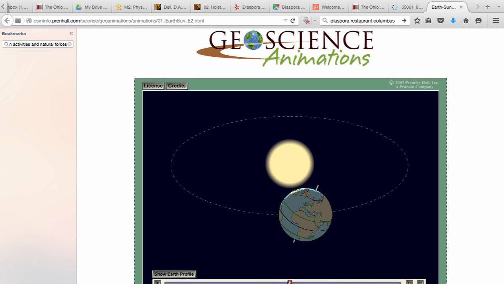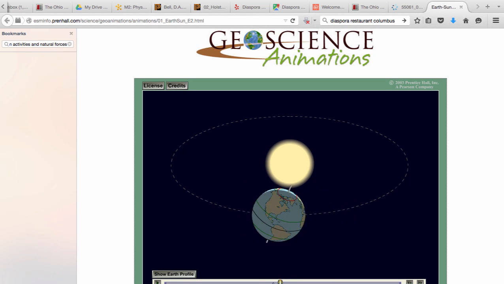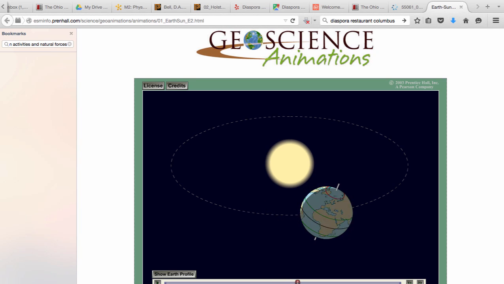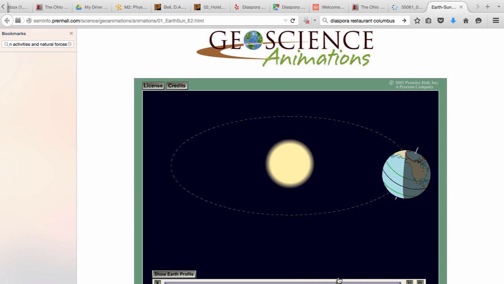And at this point, it will be hitting the equator. But then, when it's summer in the southern hemisphere, it will be hitting down here at noon.